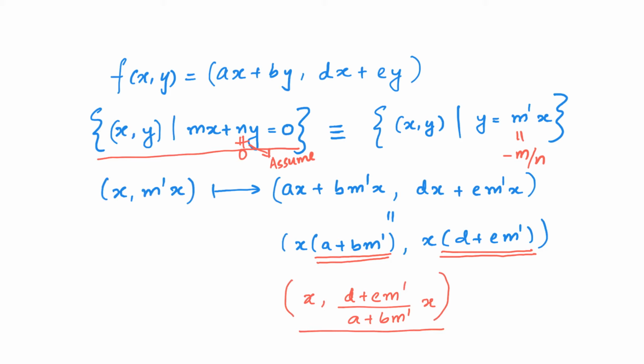And in one case, that means the case where a + bm' and d + em' are both 0, the line gets sent to the origin. So if our function has this special structure, then every line that passes through the origin gets sent to a line that passes through the origin, or to the origin.